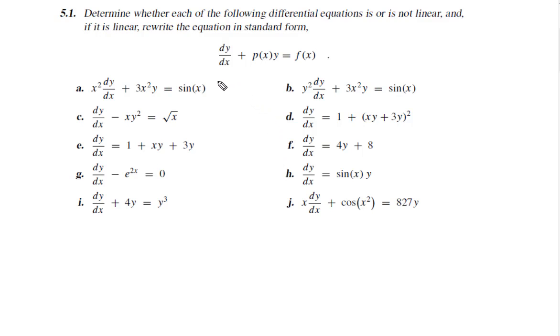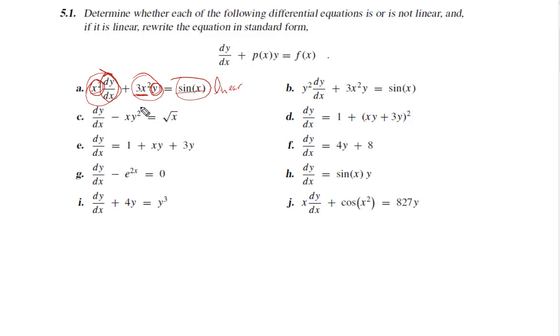To determine linear, we need to know, do any terms contain products or functions of y? In the A part, we're looking at this term, and this term. This term doesn't contain any y's at all. This term has the function y, but the rest of the product is functions of x, which is okay. This is the derivative, and the rest of the term is functions of x. So this one is linear.